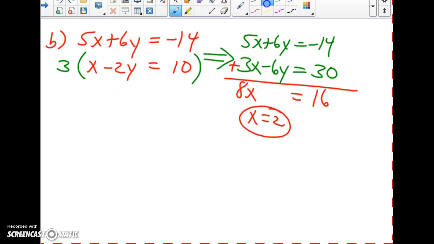Now, is that the answer? No. What do you do now? Okay, find y. Substitute it and find y. Now, how many choices do you have? Technically, you got 3. You got this one or this one. They're the same. Or number 2 or number 3.